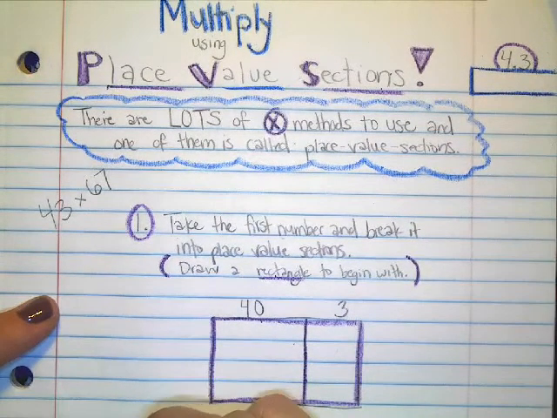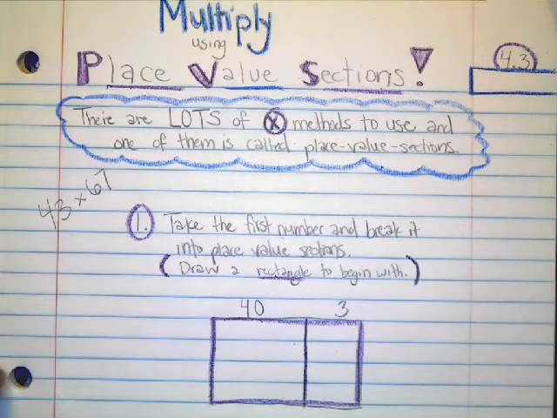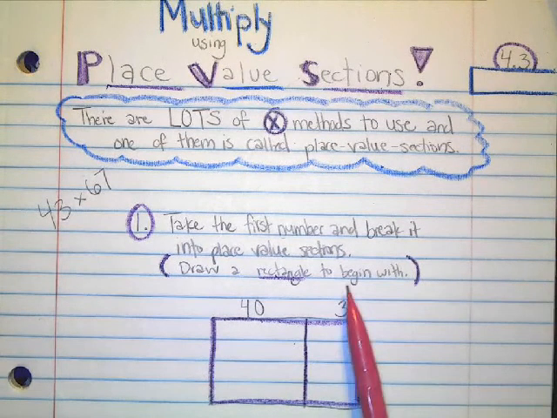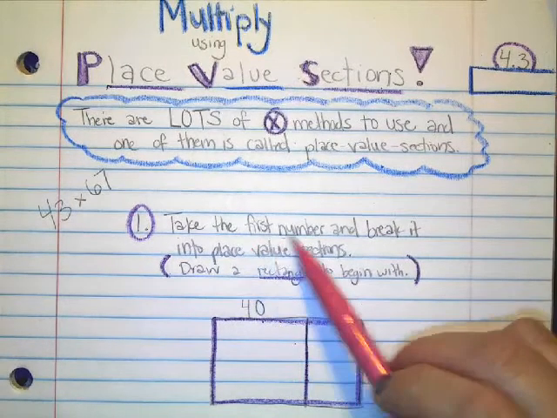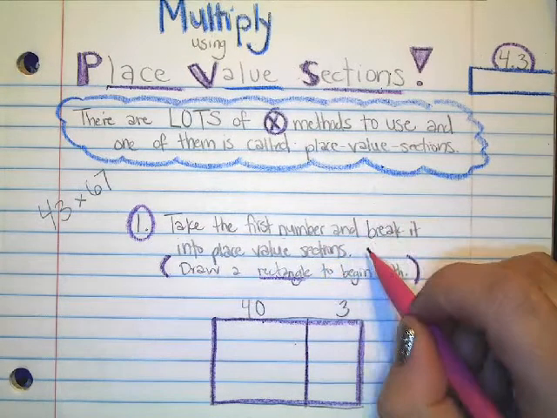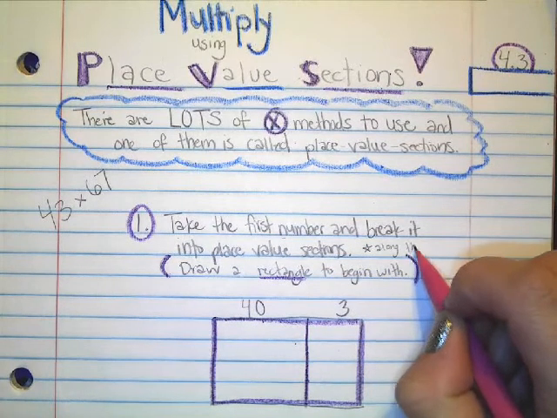Now we're going to do step number 2. Step number 1 wasn't very hard. Step number 2: take the other number and break it into place value sections on the side. This one we did on the top. Well, maybe we should add that. Take the first number and break it into place value sections along the top.